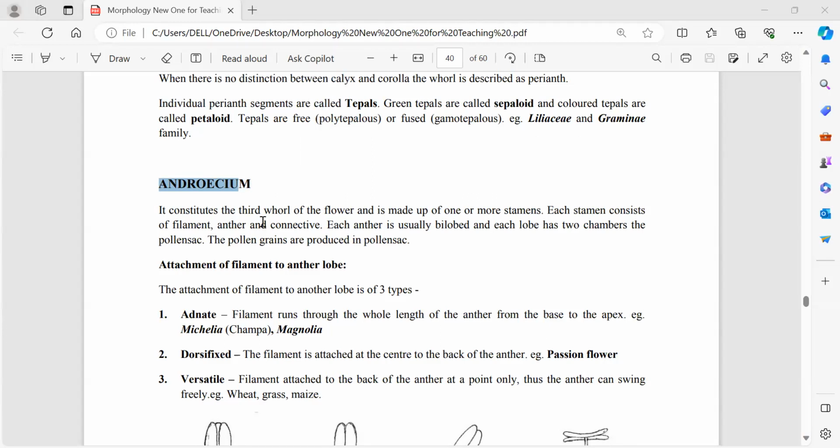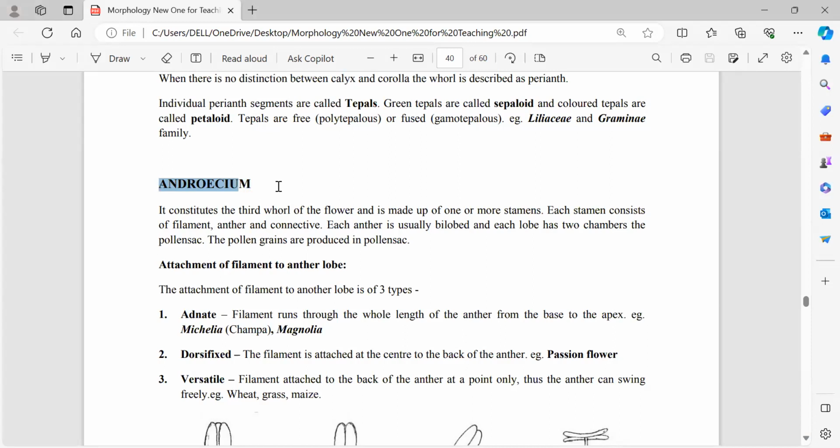One is calyx, which consists of sepals. The second is corolla, composed of petals. Then the third whorl is Androecium, in which an individual member is called a stamen. And then we have gynoecium, and a member of the gynoecium is called a carpel. So a group of stamens constitutes the androecium and a group of carpels constitutes the gynoecium.